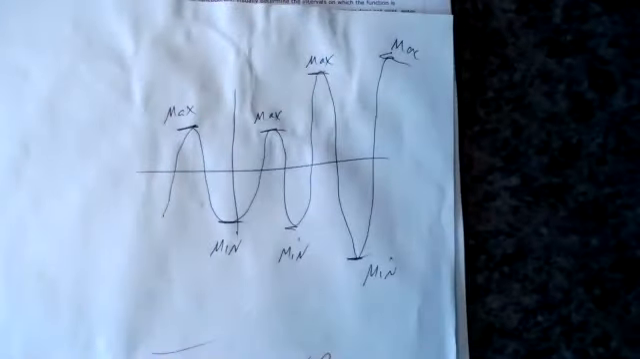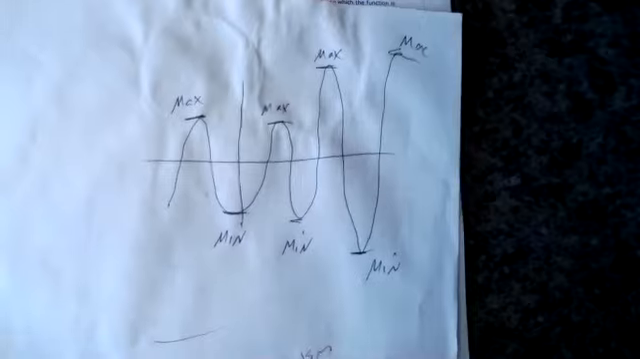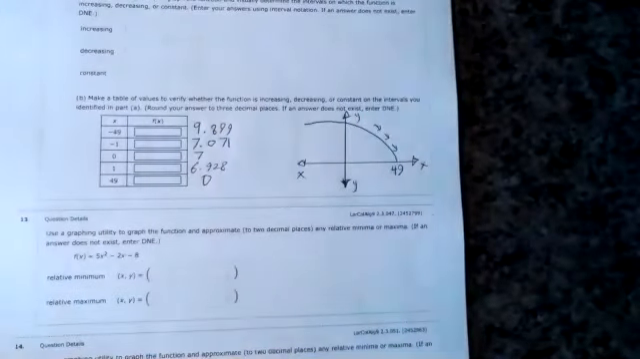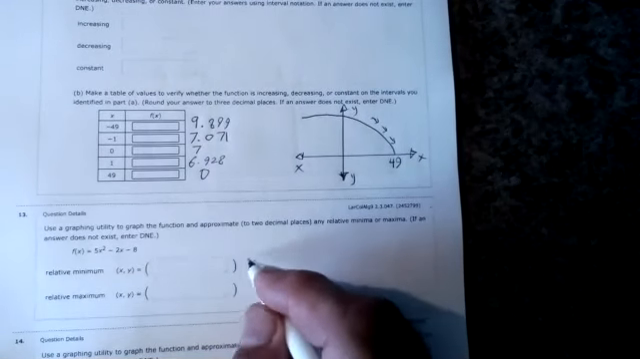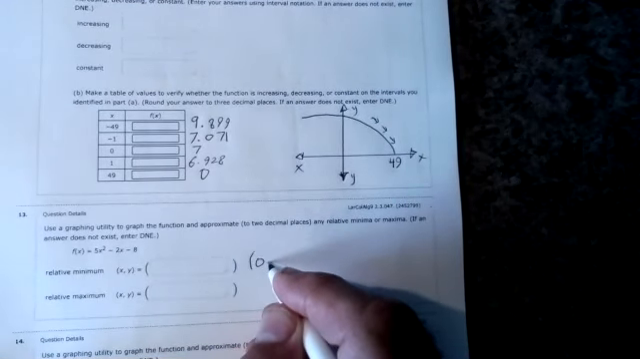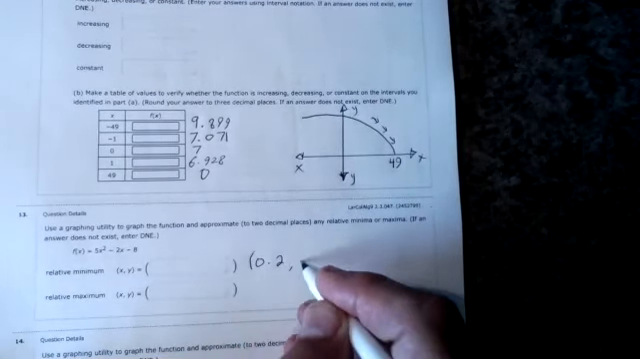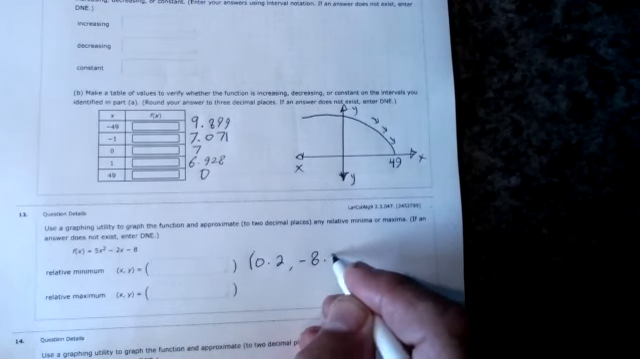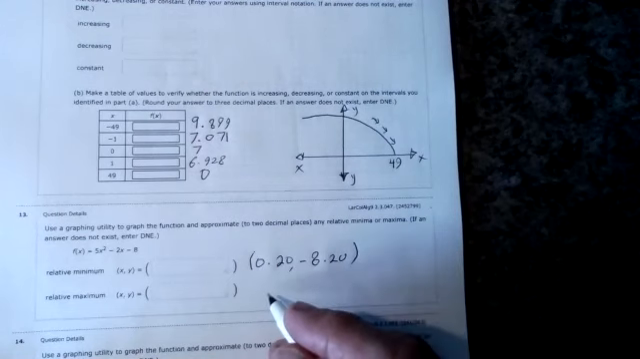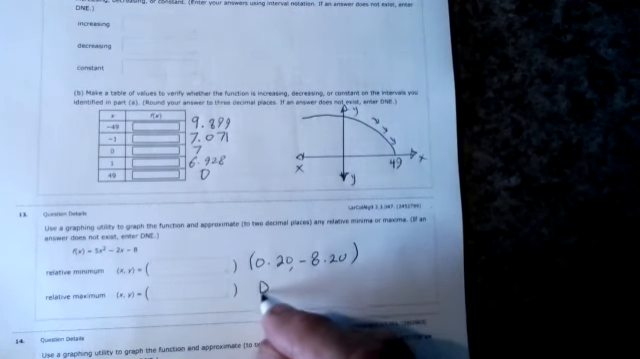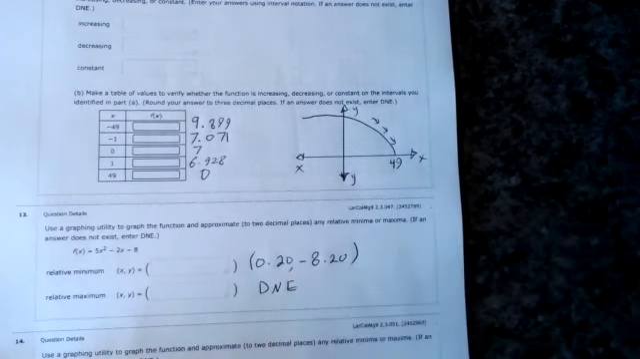So it's time consuming for me to input all these numbers, but when you do that, you should come up with 0.2 and minus 8.20. And for the maximum, it does not exist because you don't see it.